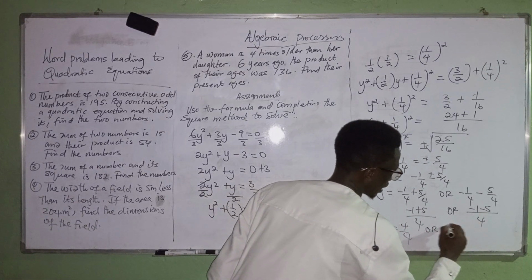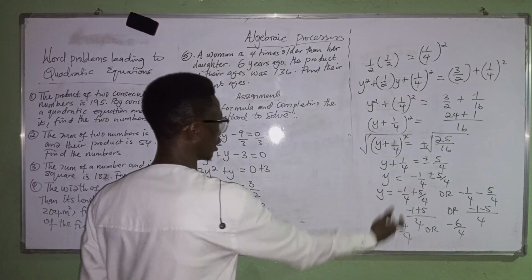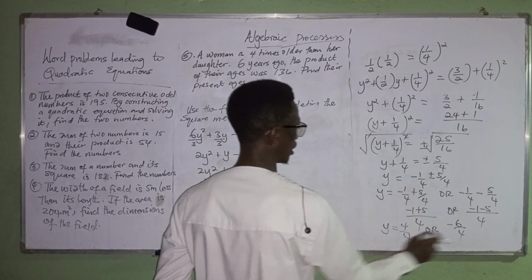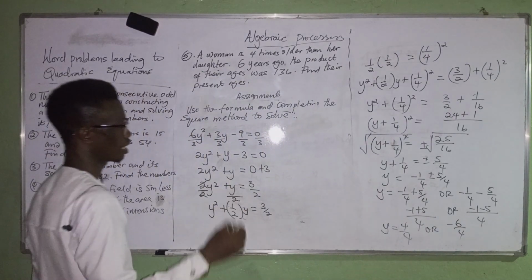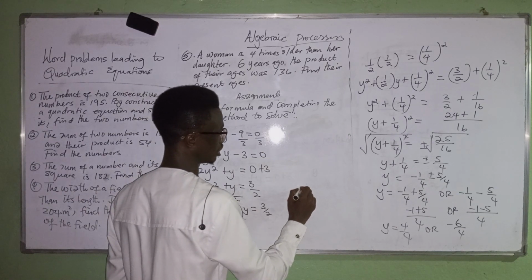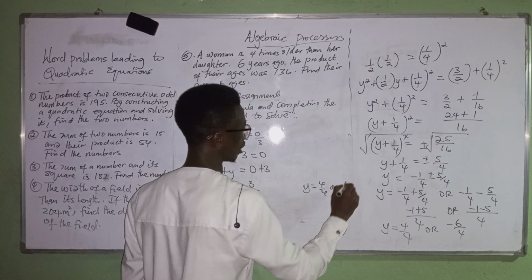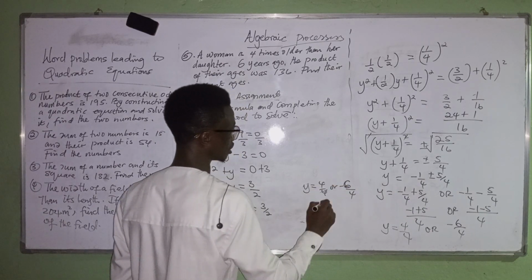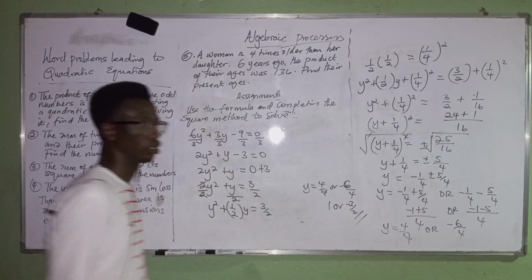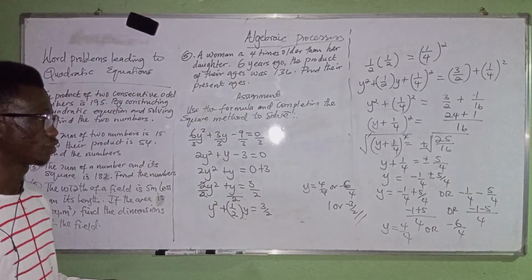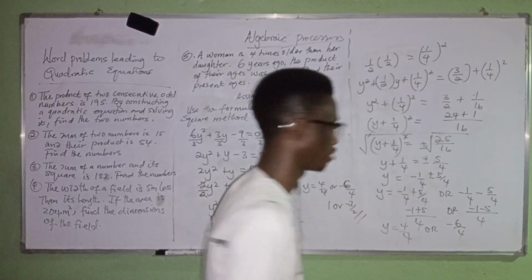Or, and that gives you minus 6 over 4. So this definitely is going to be 1, and it's going to be minus 3 over 2, which gives you the same answer as the one we just did. So y equals 4 over 4 or minus 6 over 4. So this becomes 1 or minus 3 over 2. So that's the answer. So if you compare with the one we solved, it's just the same answer.